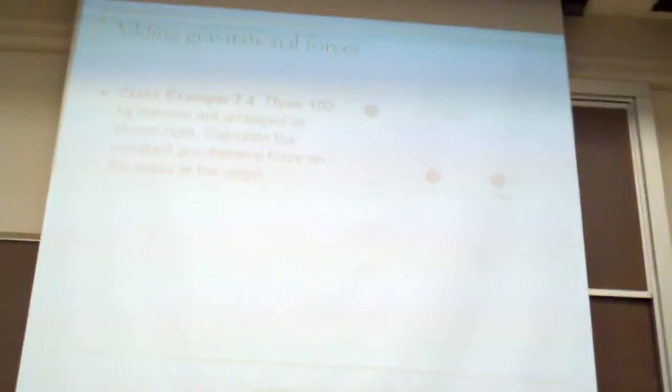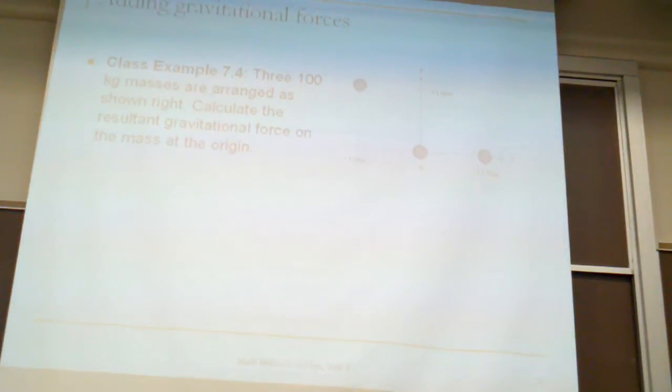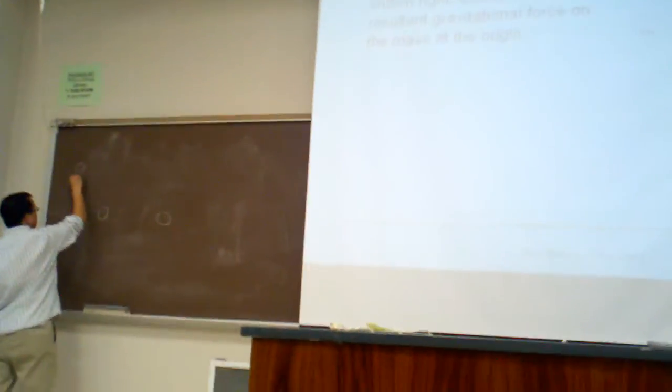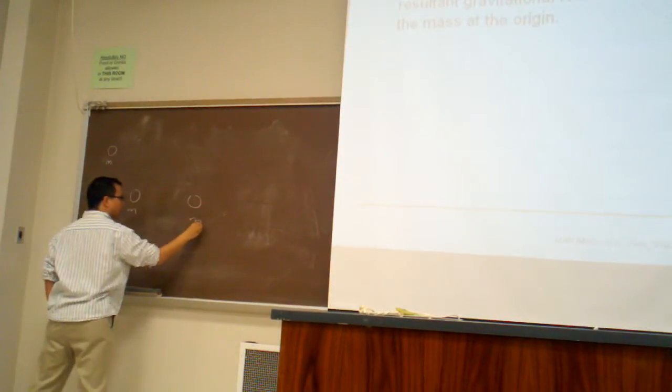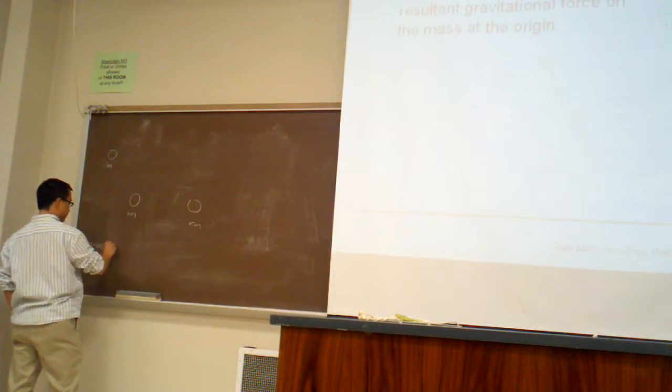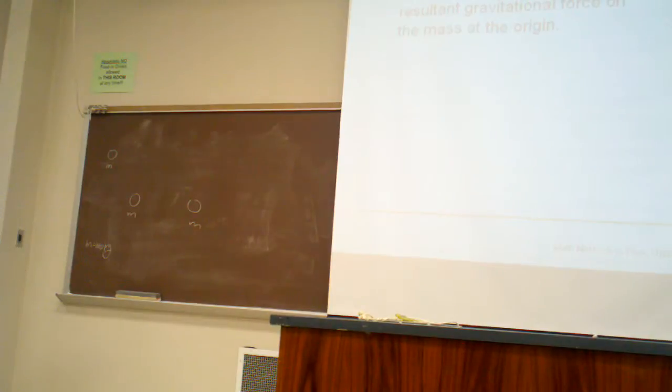Three masses are arranged as shown on the right. Calculate the resultant gravitational force on the mass at the origin. Okay? So you have some configuration like this, three masses, each of them, so this is M, all of them equal to 100 kilograms. You want to calculate the resultant gravitational force on the mass at the origin.